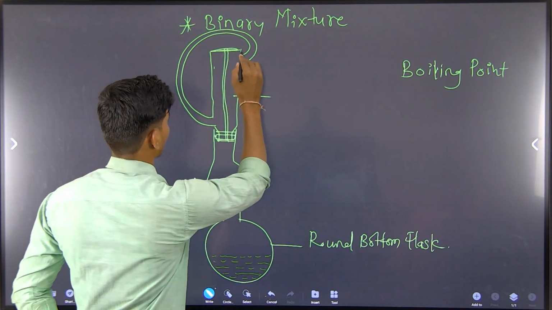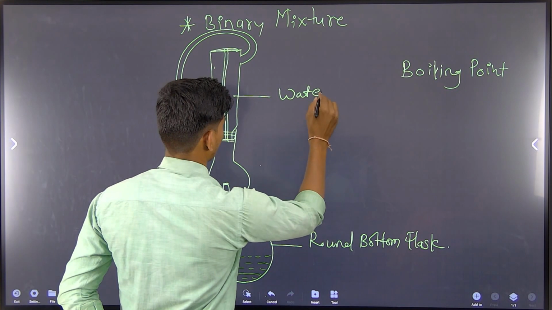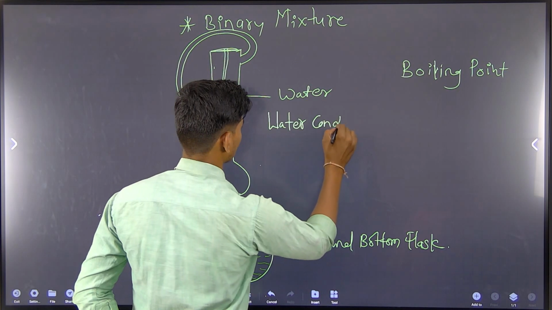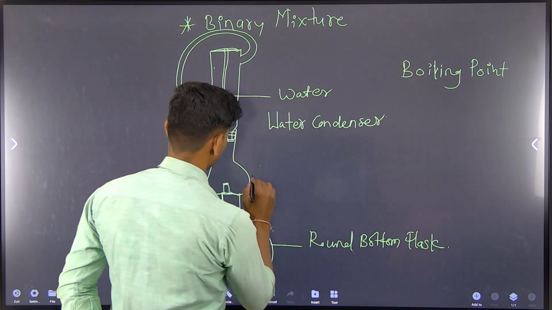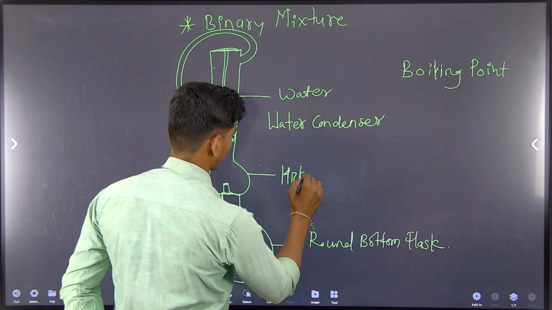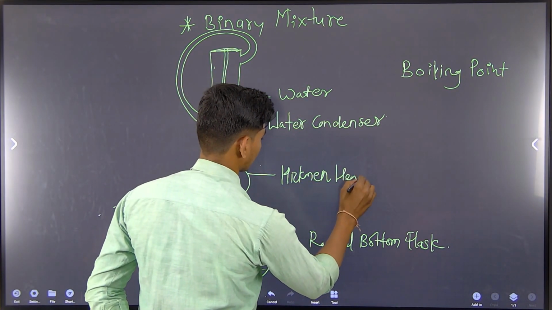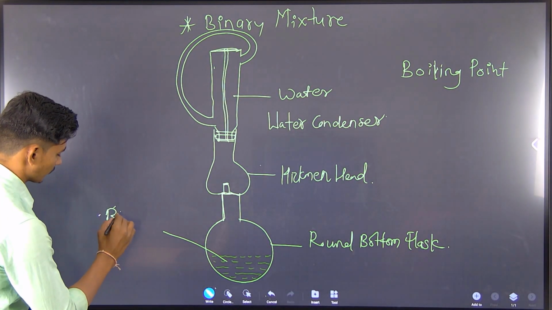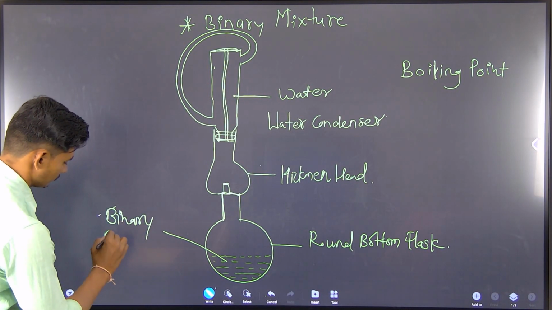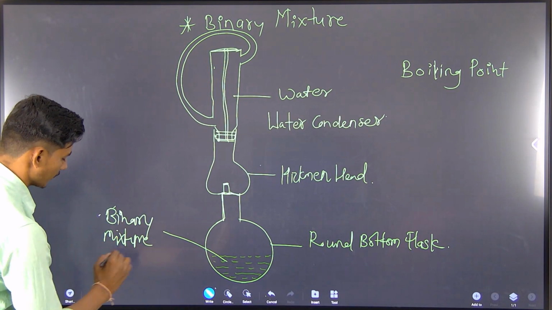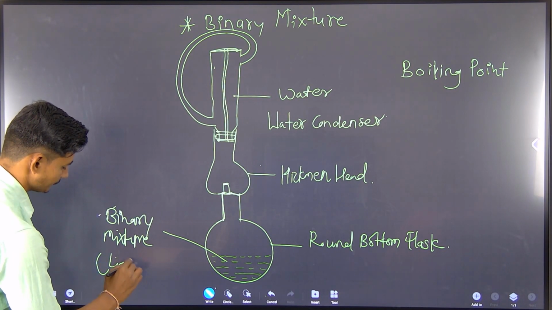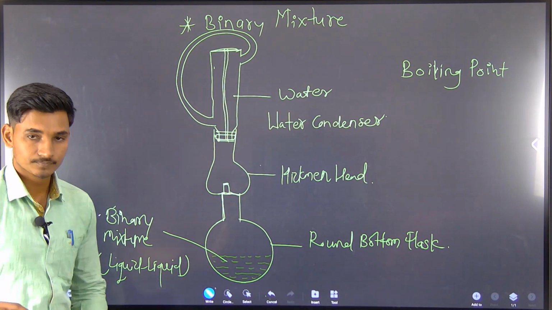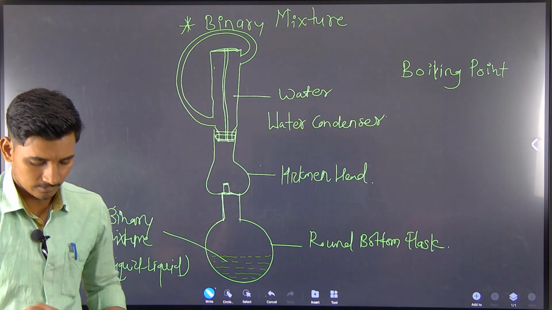Here is the presence of water, and this is known as the water condenser. This is the Hickman head. This is the RB, and this is the binary mixture, and the nature of that binary mixture is liquid type. So we will see here the mechanism of the distillation assembly.